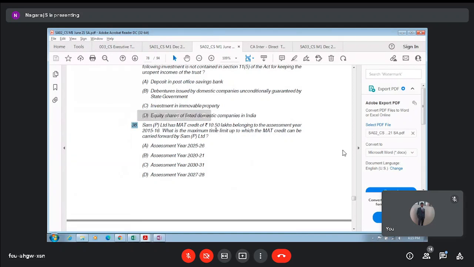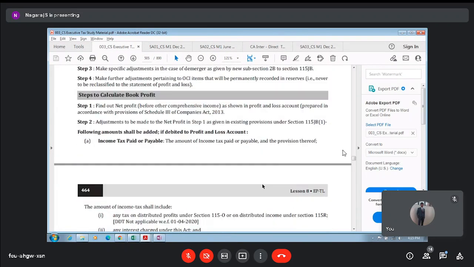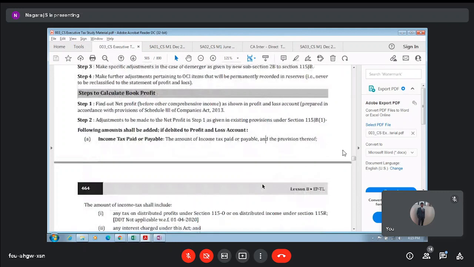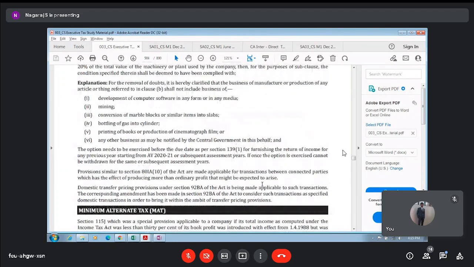The MAT, 15 years. In MAT also it is 15 years. I will show you. Brought forward loss. Where have we gone? We have seen MAT credit somewhere.